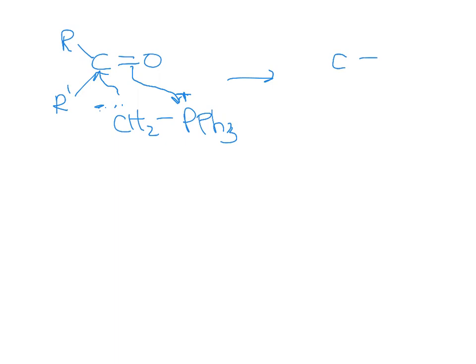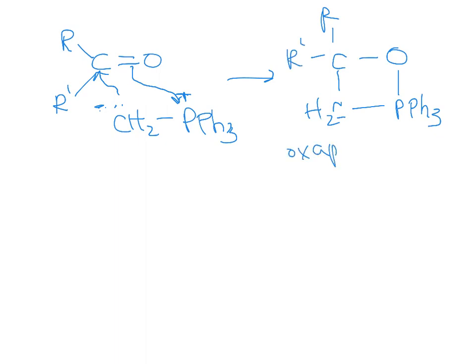You've got a carbon bonded to an oxygen, bonded to the phosphorus with the Ph3, bonded to CH2, which is bonded to that carbon. You still have the R groups on your carbon that were part of your carbonyl. And this intermediate is called an oxaphosphetane.